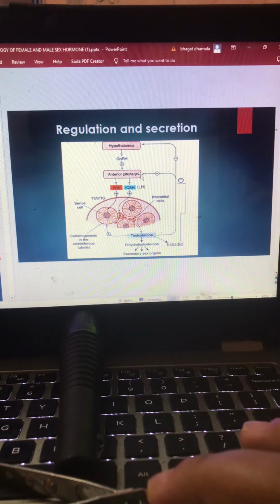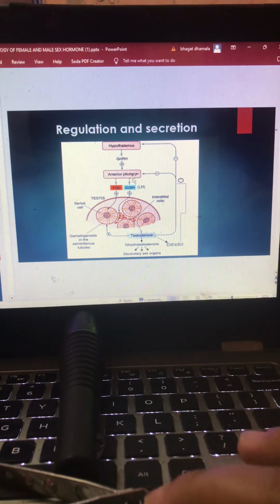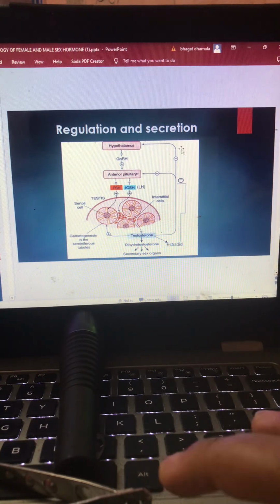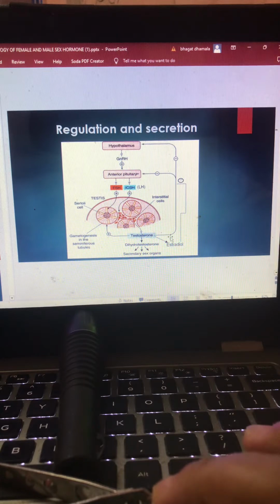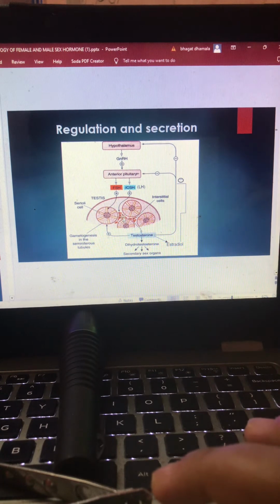Now moving on towards the regulation: when testosterone is present in a large amount, it causes negative feedback and inhibits stimulation of the anterior pituitary as well as the hypothalamus. When the amount of estradiol is increased, it also follows the negative feedback mechanism and inhibits the regulation cycle that stimulates the anterior pituitary and the hypothalamus.